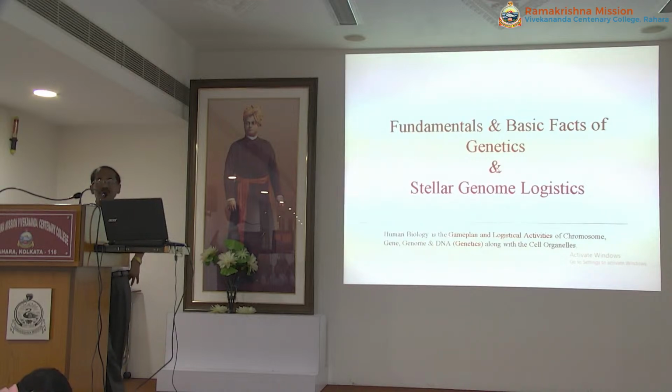If you see human biology, that is anatomy, physiology, biochemistry, structural aspects, all are the game plan or logistics. I use the term logistics of our human body. Everything is planned and managed by the chromosome, gene, genome and DNA. Total human body activities, anatomy, physiology, biochemistry, are controlled by chromosome, gene, genome.